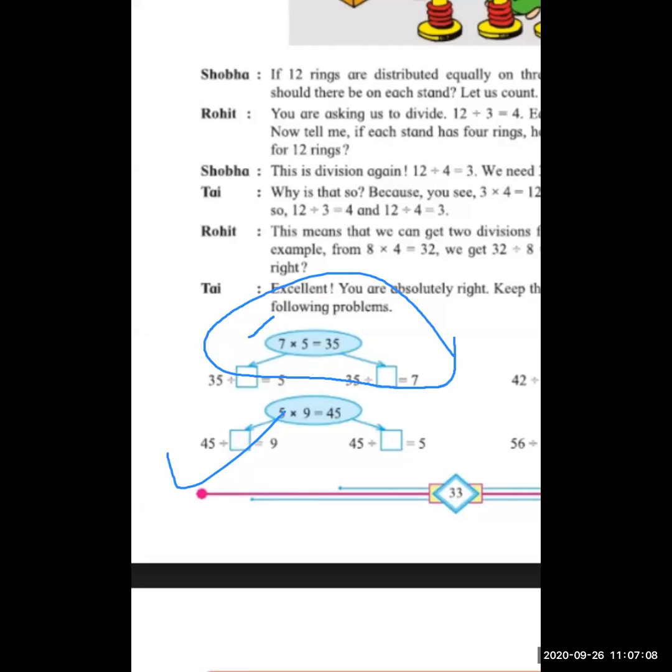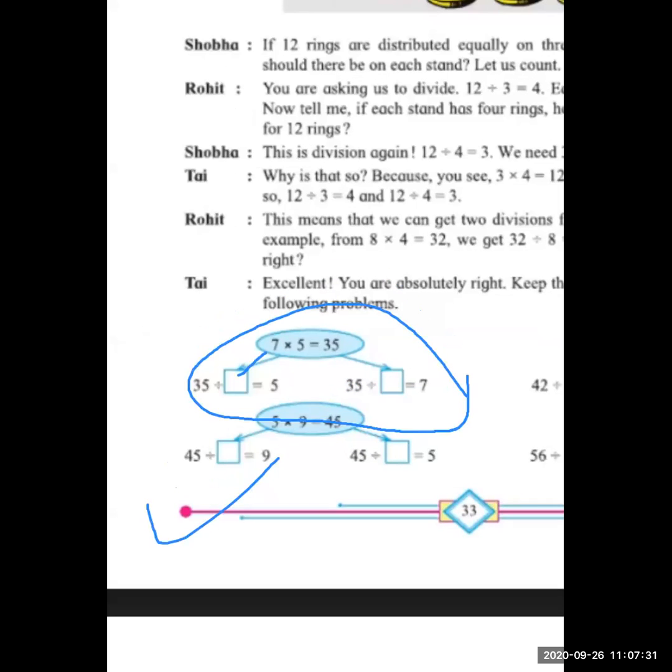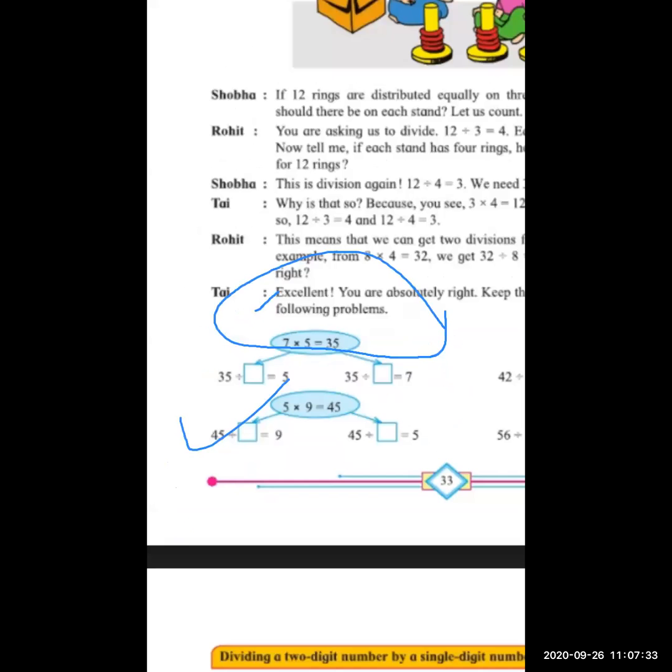45 divided by dash is equal to 5. What will come there? 45 divided by 9, right? Yes, 9 5s are 45. Very good, very nice.